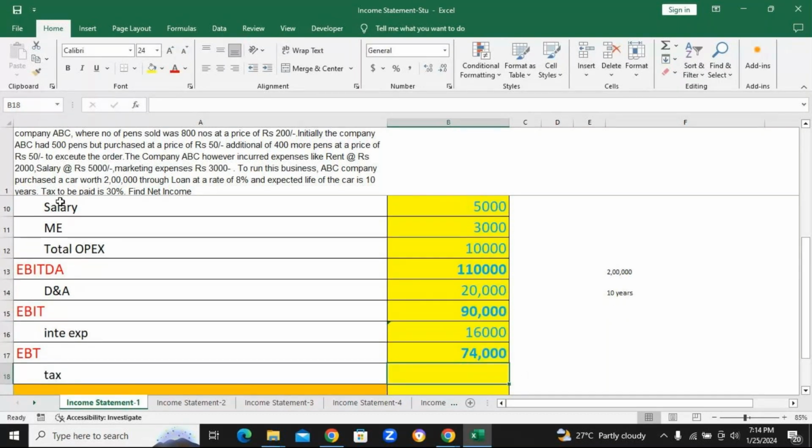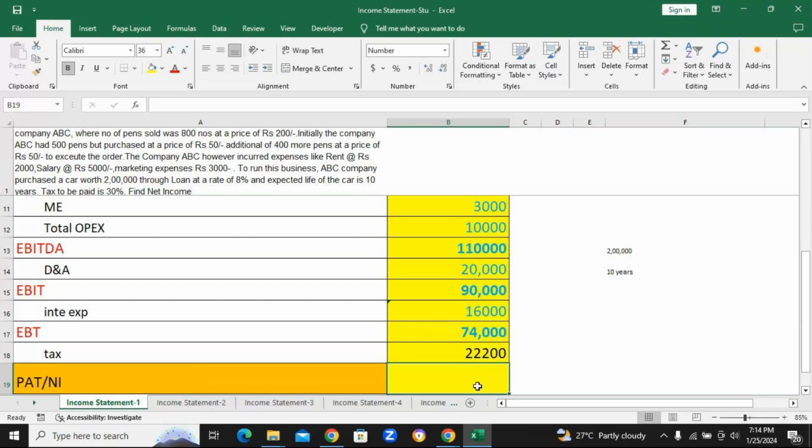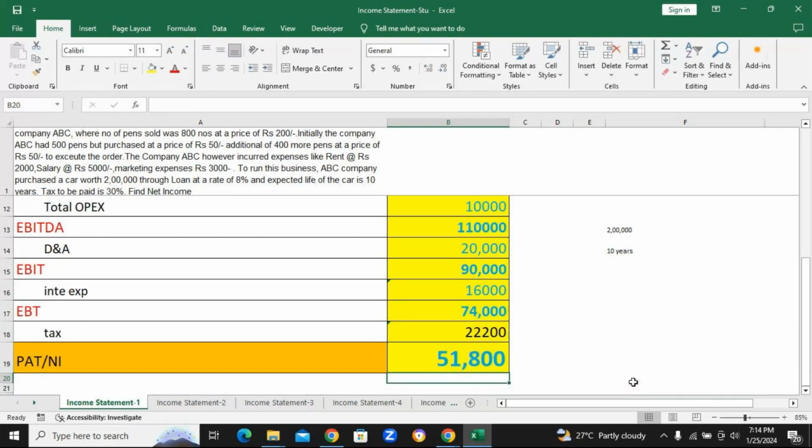And they are telling the tax to be paid is 30%. So on what amount am I going to pay the tax? On this EBT, that is earnings before tax. So I'll take 74,000 into 30%. So 30% means it is 22,200. So now profit after tax equals 74,000 minus 22,200. So this is my profit after tax, or I can call it net income.